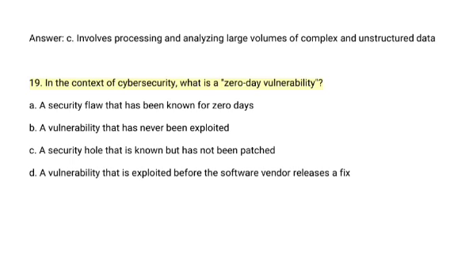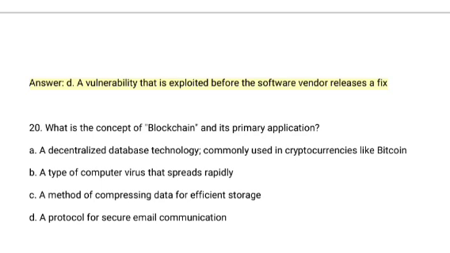19. In the context of cybersecurity, what is a zero-day vulnerability? A. A security flaw that has been known for 0 days. B. A vulnerability that has never been exploited. C. A security hole that is known but has not been patched. D. A vulnerability that is exploited before the software vendor releases a fix. Answer. D. A vulnerability that is exploited before the software vendor releases a fix.